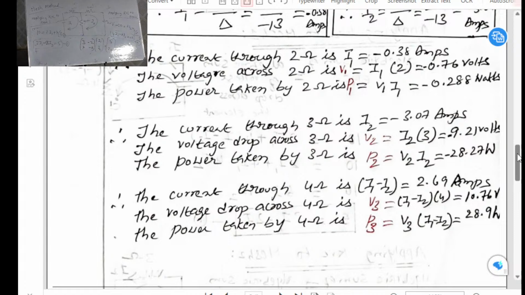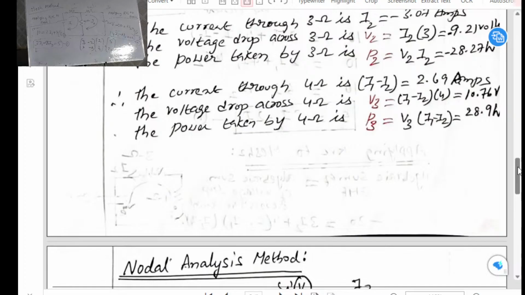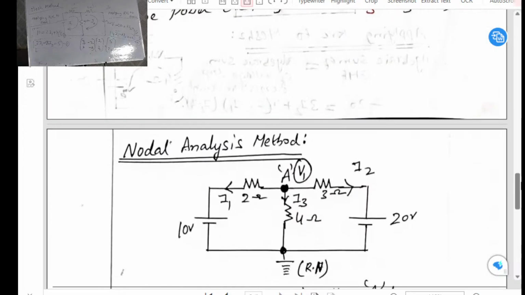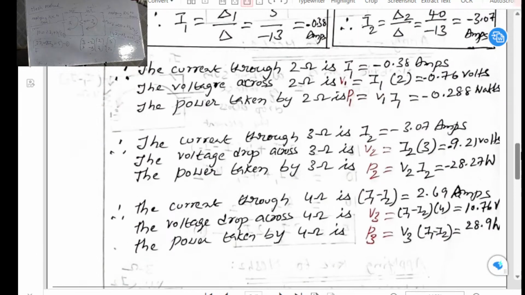Each one has 3 results: current, voltage, power. So this is right. Now, the current through 2 ohms: which current is flowing through 2 ohms? I1. Give the new name. The new name is I2 ohms.